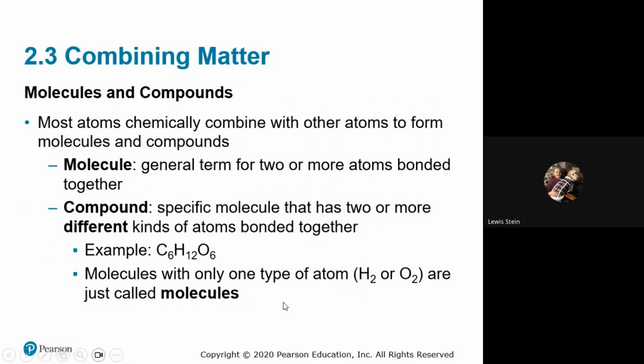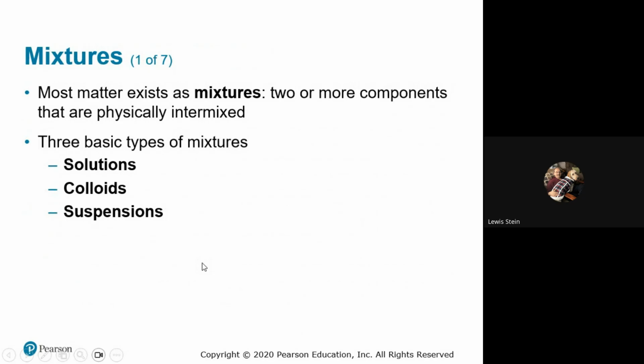So molecules with only one type of atom are just called molecules. Everything else is a compound. And now, how do we put them together? I love this because this is cooking.